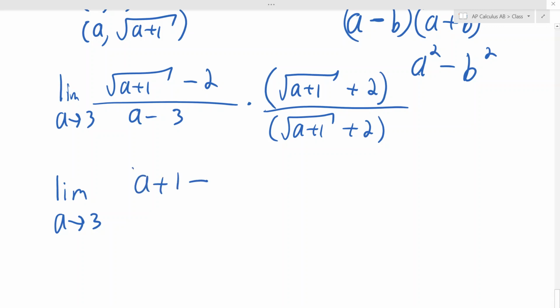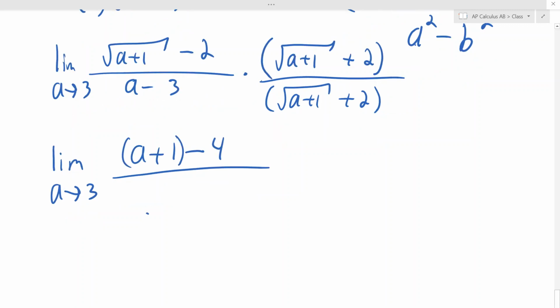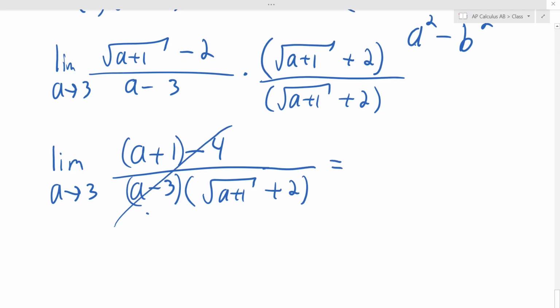Minus. Technically, this is in parentheses, but they don't matter in this particular instance. Minus the second thing squared. Well, that's 4. And oh my goodness, guess what a plus 1 minus 4 is? So good. This is still down the bottom, don't forget that's sitting there. But a plus 1 minus 4 is just a minus 3. It's going to cancel with this a minus 3. And I'm left with just 1 over that denominator. And you put a 3 in there, and you get 1/4.